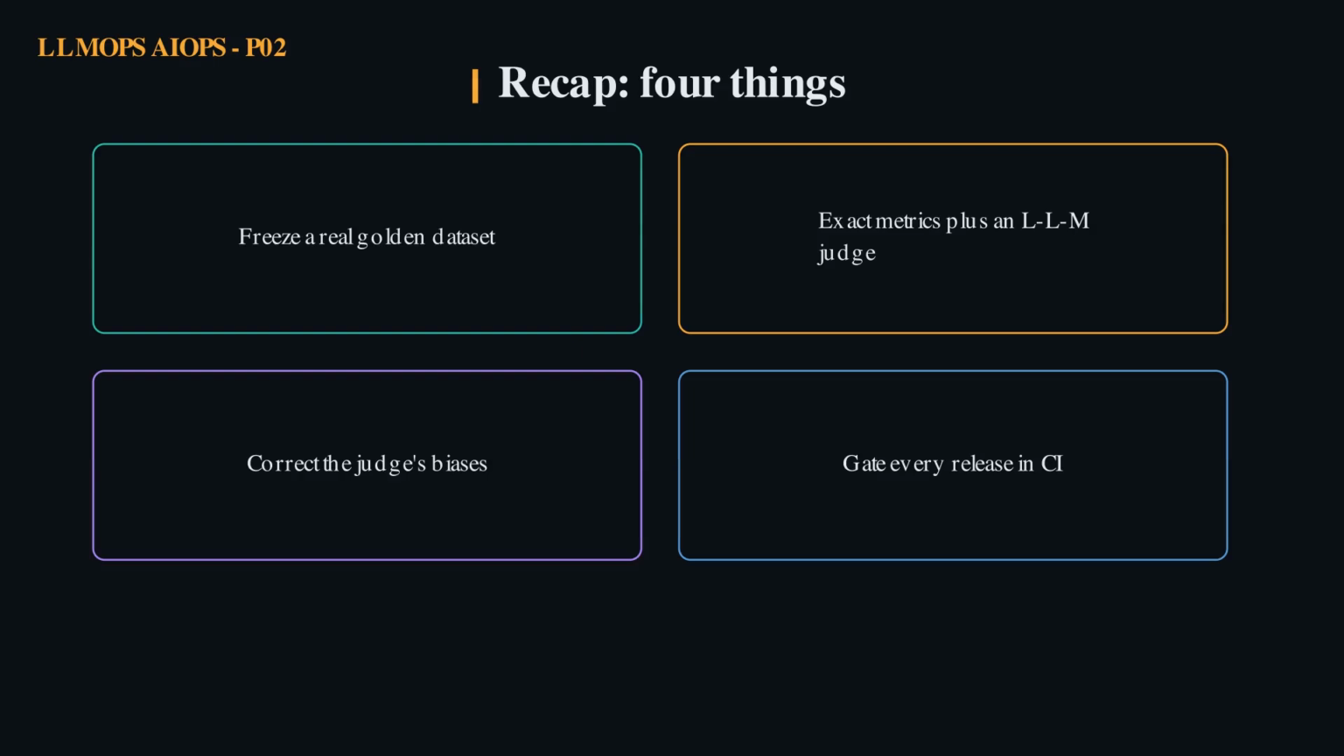Let us pull the 4 essentials of evaluation together. First, freeze a golden dataset drawn from real traffic. Second, score every output with cheap exact checks plus an LLM-judge for the fuzzy qualities. Third, correct the judge's biases with randomized order and length control. And fourth, run the whole thing in CI so a regression fails the build. Do that, and "is it good?" stops being an argument and becomes a number you can point at release after release.